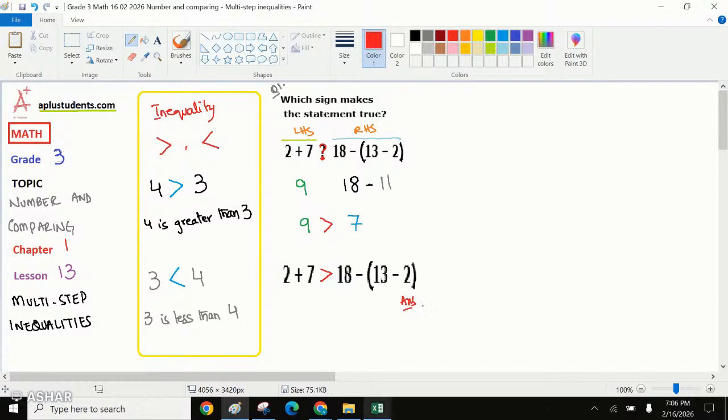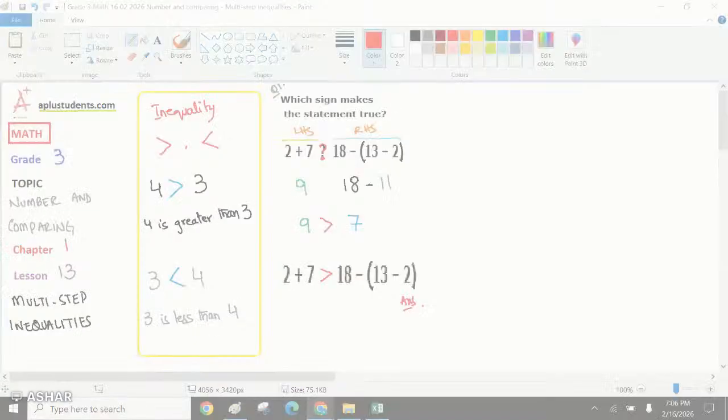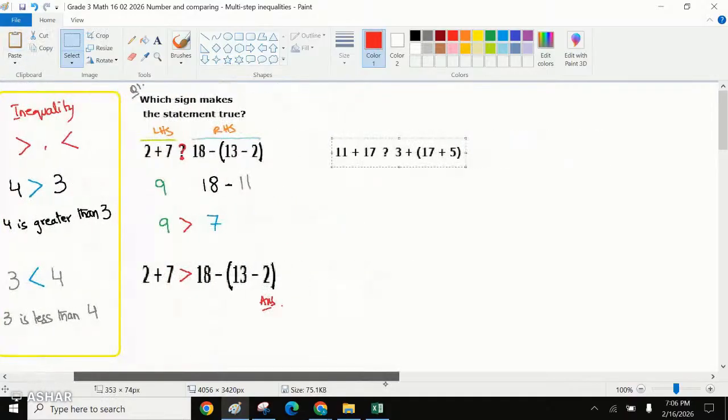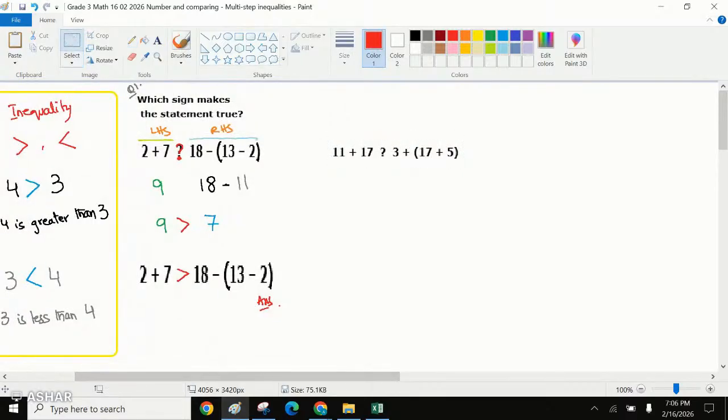Okay. Moving ahead to the next. The next question says, which sign will make the statement true, such that the statement given to us is this. Question number 2. This is the given statement, and they are asking us which sign will make this statement true. Okay, let's do question number 2.